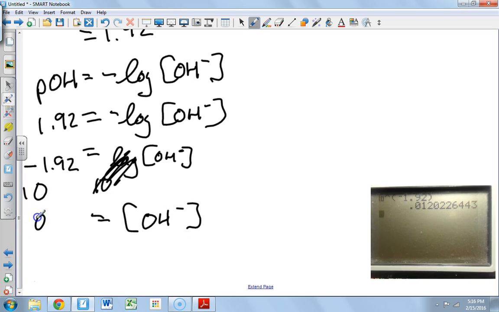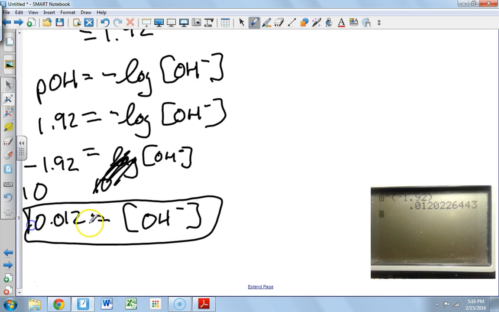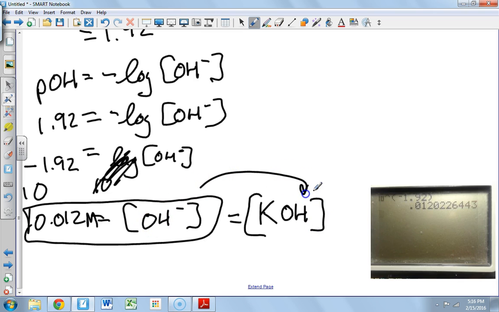So that's 0.012. That is the concentration of the hydroxide ion, which happens to equal also the concentration of potassium hydroxide, because for every one hydroxide ion, you only have one potassium hydroxide.